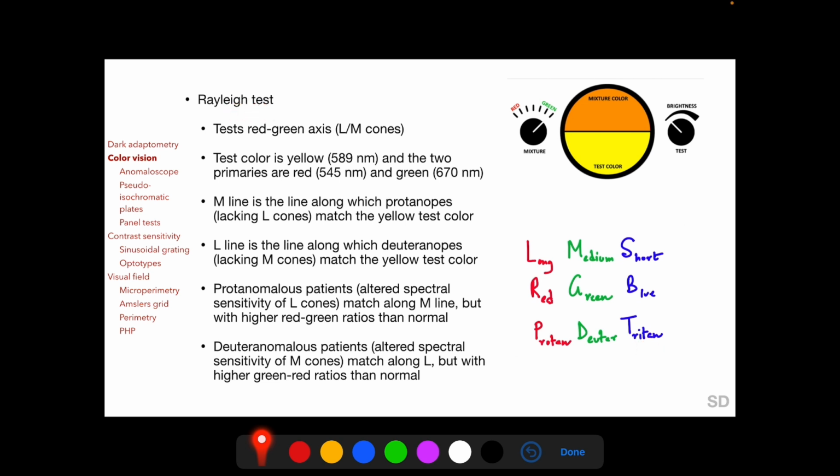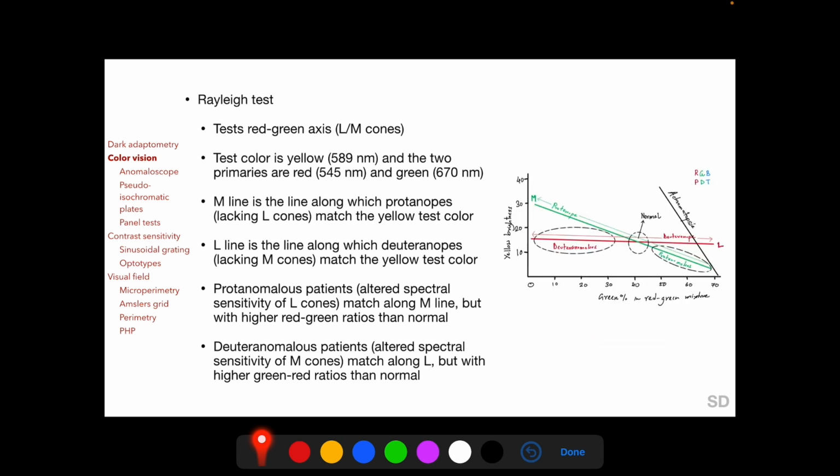In the Rayleigh test, the test color is yellow and the two primaries are red and green, so the brightness of the yellow is to be matched with varying proportions of red and green. The result of the Rayleigh test is plotted on a chart, with the y-axis corresponding to the brightness of the yellow test color and the x-axis corresponding to the ratios of the red and green colors in the red-green mixture, with the percentage of the green color in the mixture increasing from left to right, and the percentage of red color in the mixture decreasing from left to right.